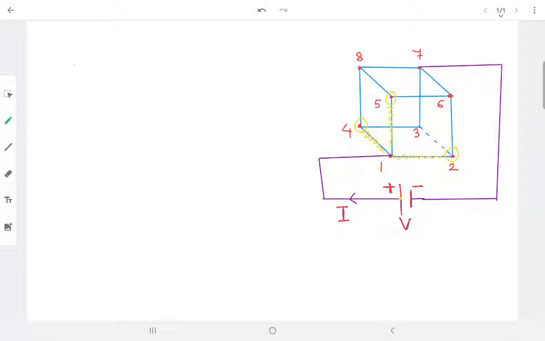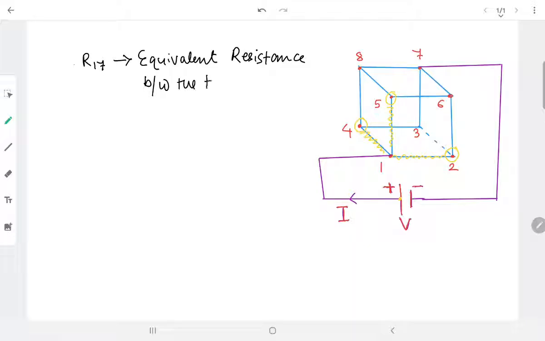In this question, we will find out the equivalent resistance between the terminal 1 and 7, and I have written this one as R17. R17 is the equivalent resistance between the terminal 1 and 7. Okay. Now this question is very important for your IIT JEE and NEET exam. Now let us understand the steps.